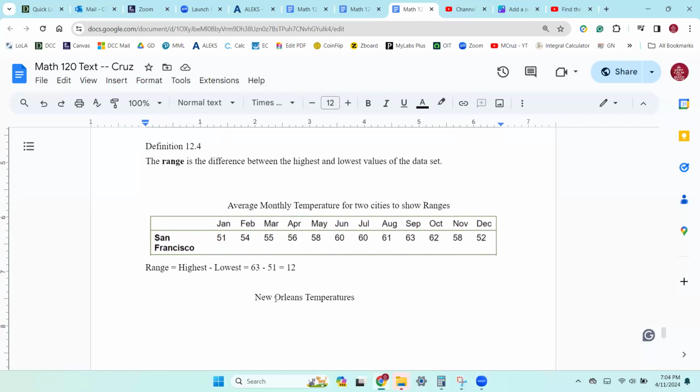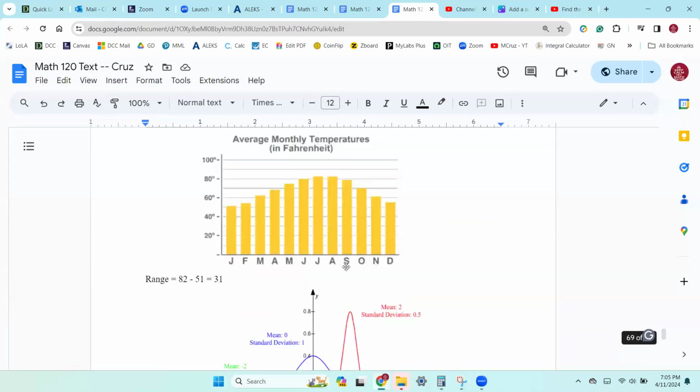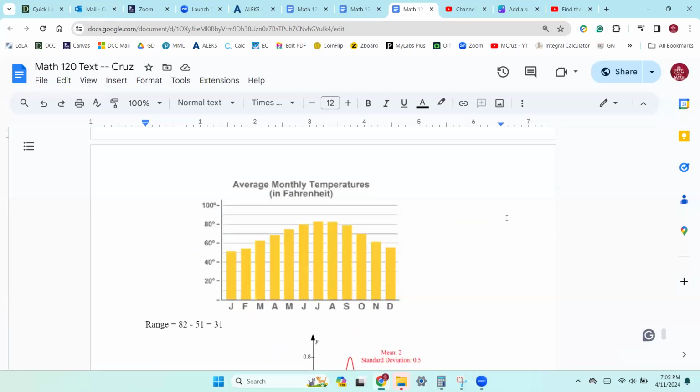On this one for San Francisco, the highest was 63, the low was 51, and that's a range of 12 degrees. In other words, throughout the year, their temperature changes no more than 12 degrees up and down. Very simple. You look at New Orleans, where there are some more extreme temperatures.